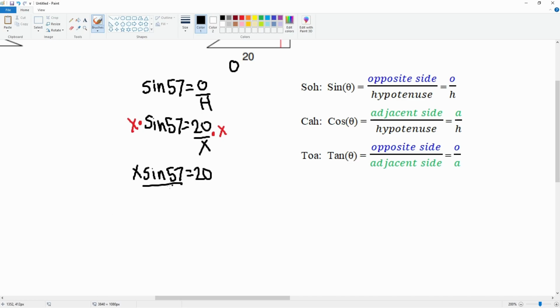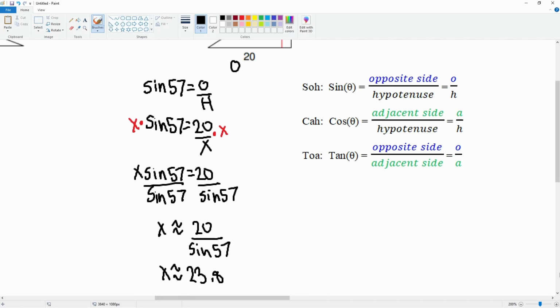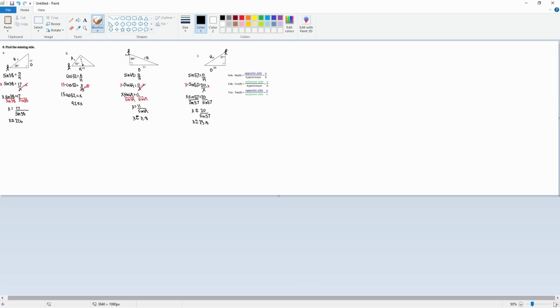Divide by sine of 57. We get x is approximately 20 over sine of 57. Plug that into the calculator. We get roughly 23.8 as the length. So there you go. You have to set up your trig ratios and then use that to solve.